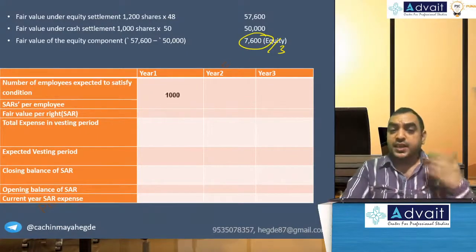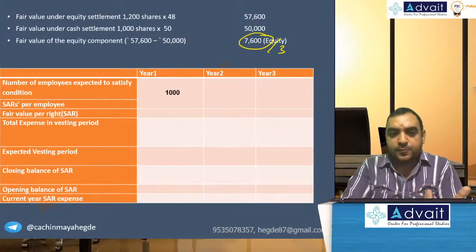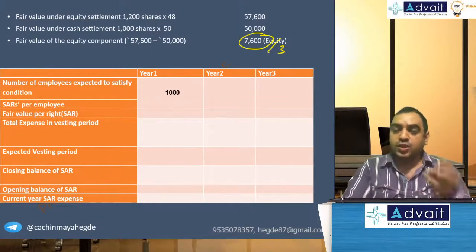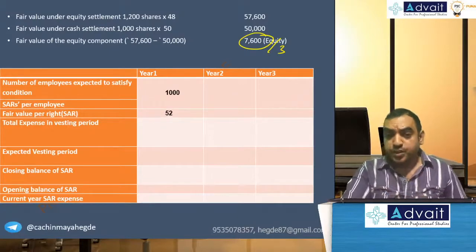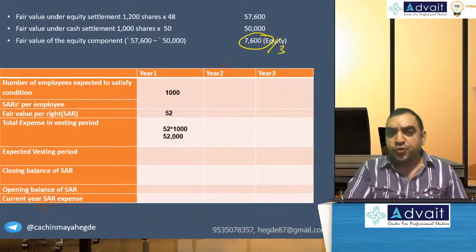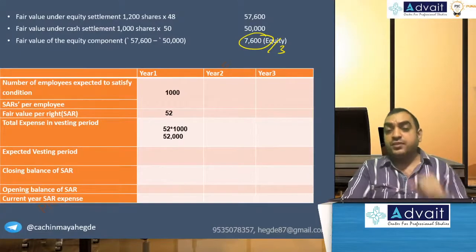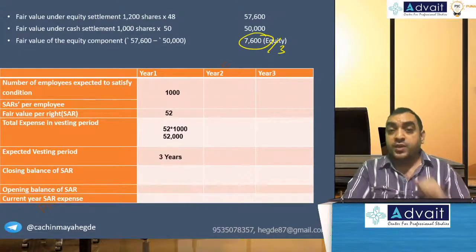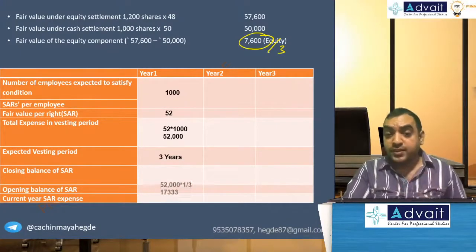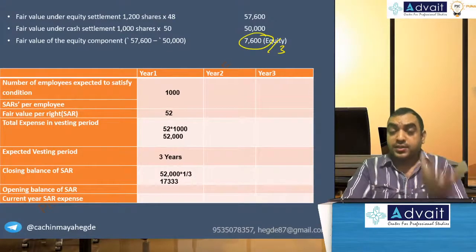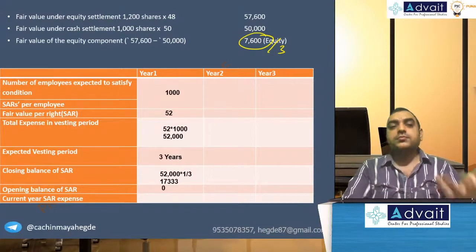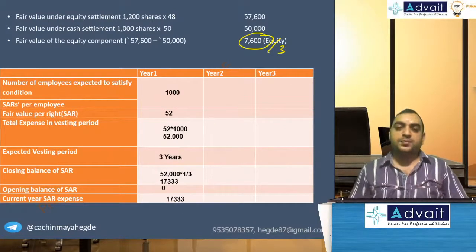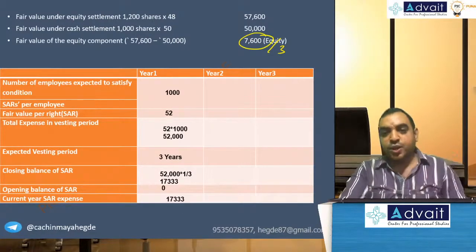The number of employees and the SAR per employee information is not given separately. Together we know there are 1,000 employees or 1,000 options. Fair value per right at the end of the year is 52. Total expense is 1,000 into 52, which is 50,000. Vesting period is 3 years. How many years are over in the closing balance? 1 year, so 1 by 3. What is the opening balance? 0. First year, 0 opening balance. The balancing figure is the current year expense. Let me do the second year and third year also.